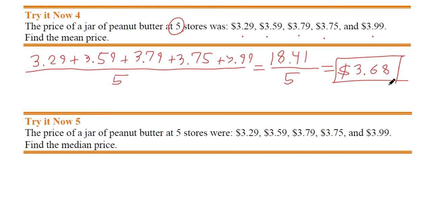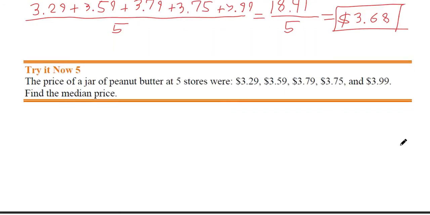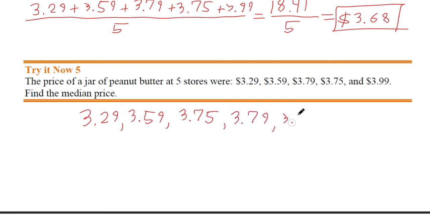Now, if I'm looking for a median, this one you could probably do just visually, but we're going to be a little bit careful here. First, what we want to do is make sure that the numbers are in numerical order, because the median needs to be the middle number in an ordered data set. This is not ordered yet, so we need to put it in order. My lowest is 3.29. Next highest is 3.59. Next highest is 3.75. Next highest is 3.79, and then 3.99.